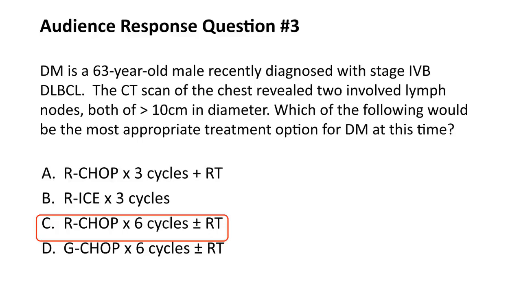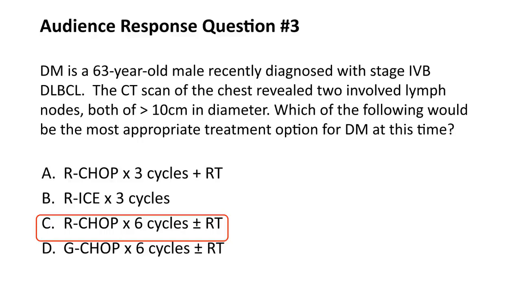So the most appropriate answer here is answer C, R-CHOP times 6 cycles plus or minus radiation therapy. I wish I could tell you there was a lot of new information in diffuse large B-cell lymphoma, but spoiler alert, you guys, it's still R-CHOP.